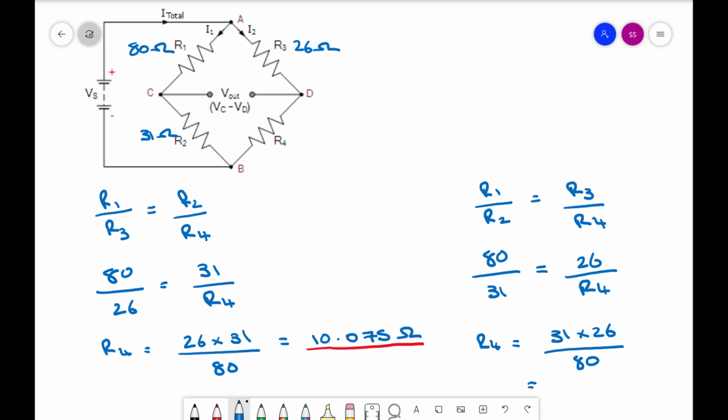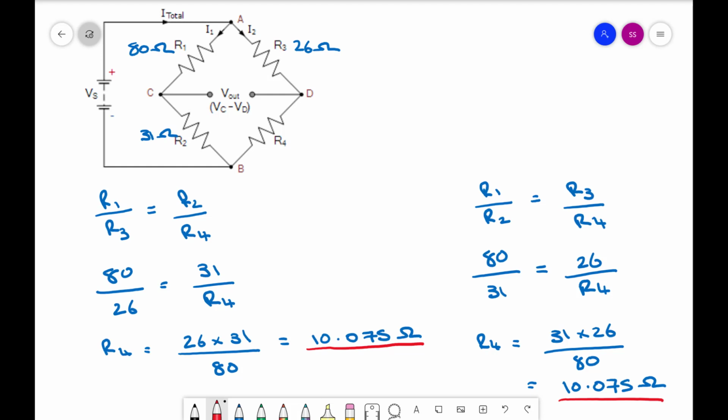Now, if you look at the left-hand side of my solution, that's the same thing, isn't it? It's just the 26 and 31 are around the other way. So we're going to get the same answer of 10.075 ohms for our unknown resistance. So you can see it doesn't matter whether you choose to compare the top of the circuit to the bottom or the left to the right. Just don't compare diagonals. So in other words, we can't do R1 divided by R4 is equal to R3 over R2. That doesn't work. That gives us a different answer.